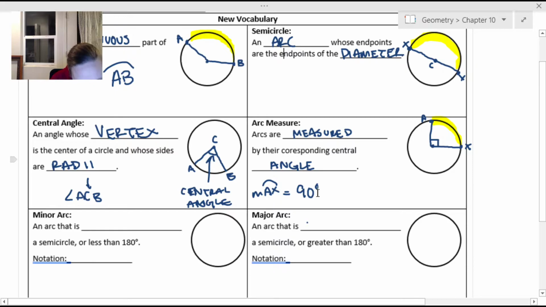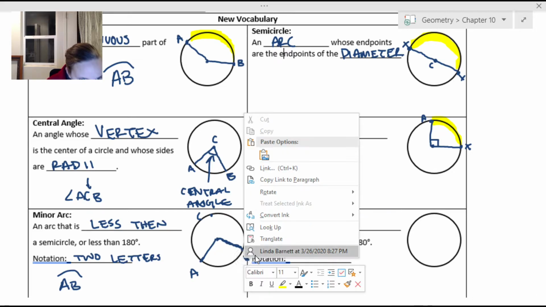Some other little vocab that we need. A minor arc is an arc that is less than a semicircle, less than 180 degrees, and it's always going to have two letters as its notation. So if I had from here to here, and we called it A, B, and C up here, arc AB would be a minor arc because it is less than half the circle.